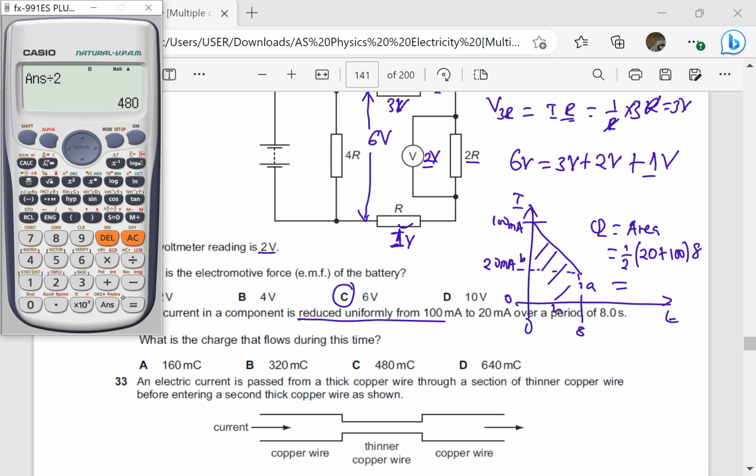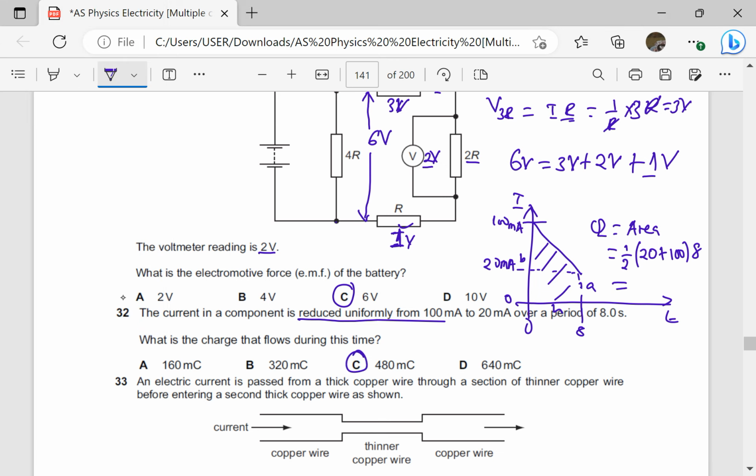So this is giving me 480 millicoulombs. We cannot just subtract 100 minus 20 then multiply by time to find the charge, because the current is reducing linearly. What is very important is the average current, which is (100 + 20) divided by 2. This gives you 120 over 2, which is 60 milliamperes.